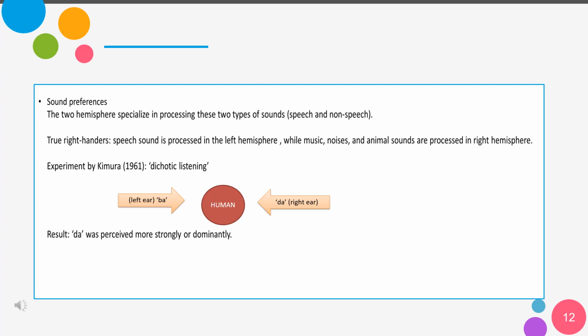Kimura used dichotic listening, where the speech sounds were presented simultaneously to both ears. We can see in the picture, the left ear will hear the speech sound "ba," and the right ear will hear the speech sound "da." And the result shows that the speech sound "da" was perceived more strongly or dominantly.